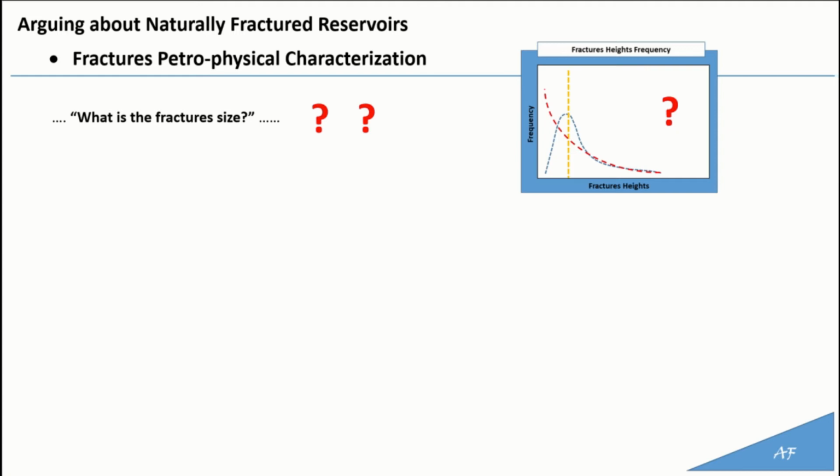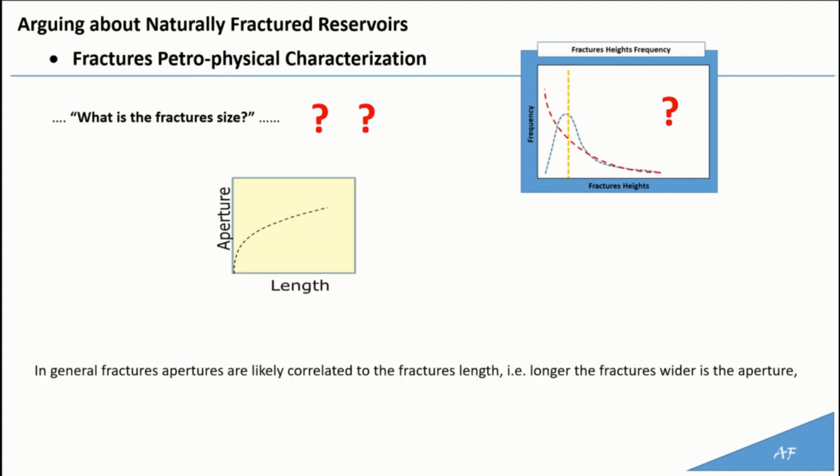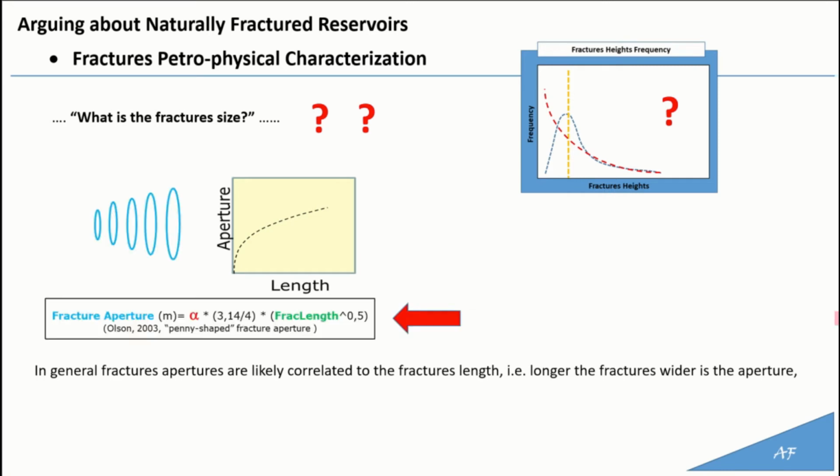Considering these two latter scenarios, made by fractures of different length, more realistic, the aperture should be theoretically correlated to the fracture length. That means the longer the fractures, the wider the aperture. Assuming a kind of penny-shaped average fracture aperture, this correlation is described by this kind of formula, where the fracture's aperture is related to the fracture length according to a parameter that we call alpha.